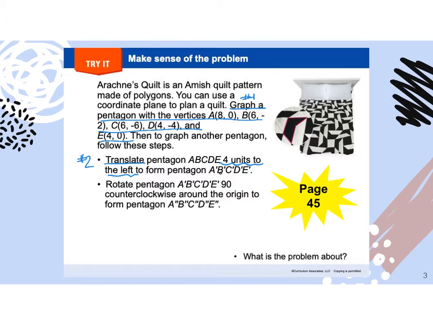Then a third thing I need to do is rotate my pentagon 90 degrees counterclockwise, and that will give me my double primes. It's a second transformation, so I've got 2 primes. So what information do I need? Well, they've given me everything. I need to know how far I'm translating, 4 units, and how I'm rotating, 90 degrees counterclockwise. So let's go ahead and see what our first step looks like.